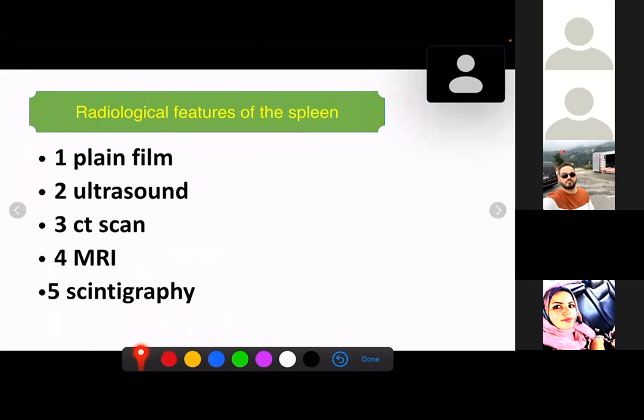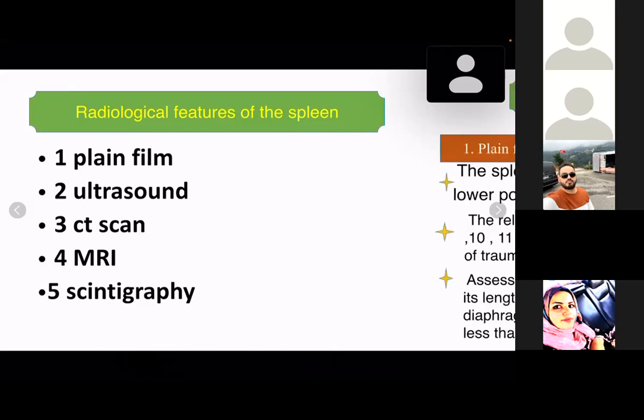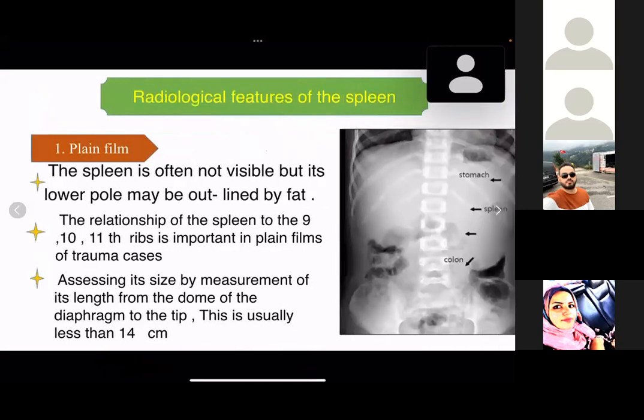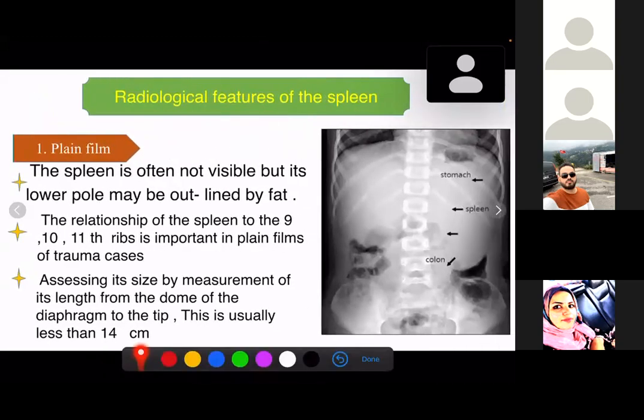Regarding radiological features of the spleen, we have the plain film abdominal X-ray, ultrasound, CT scan, MRI, and scintigraphy. On a plain abdomen, the spleen is usually not visible, but sometimes the lower wall can be outlined by fat. Its relationship to the 9th, 10th, and 11th ribs is important to remember in cases of trauma, which can cause a completely shattered spleen or splenic injury. Assessment of size by plain abdominal X-ray is by measuring its length from the dome of the diaphragm to the tip, and usually it is less than 14 centimeters.